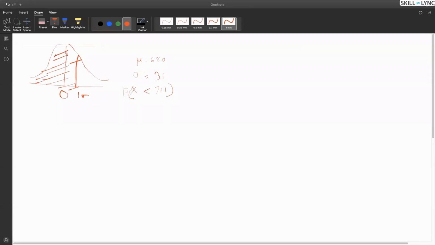We have already discussed in the previous class that the probability of data lying between -1 and +1 sigma is 68 point something. So this has to be 34%. And we know this is symmetric, so this side will be 50%. So 50 plus 34 is 84%, which is 0.84 probability. So the probability for x less than 711 is 0.84.